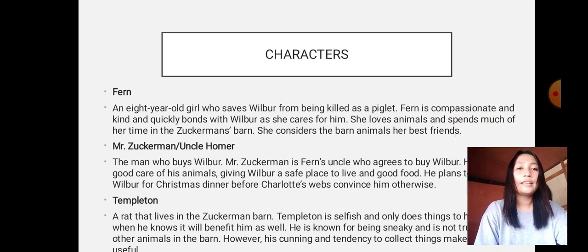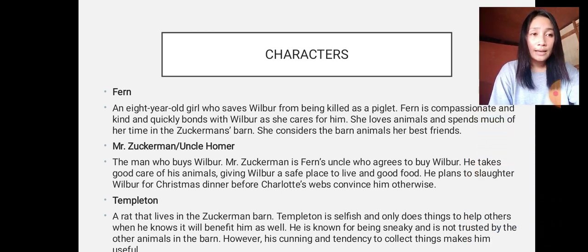Fern, an 8-year-old girl who saves Wilbur from being killed as a piglet. Fern is compassionate and kind and quickly bonds with Wilbur as she cares for him. She loves animals and spends much of her time in the Zuckermans' barn. She considers the barn animals her best friends.